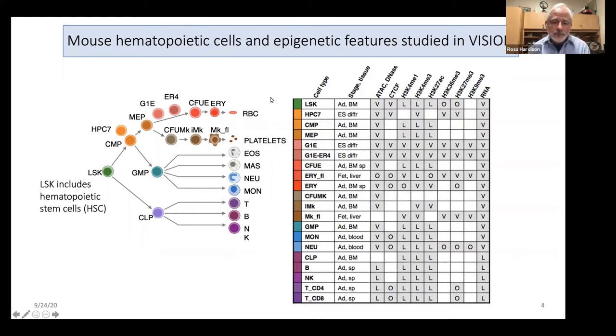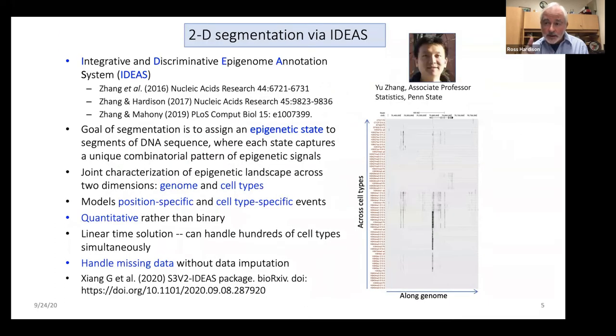So we're looking both at the mature cells and these progenitors using data from our own laboratories, data from Ido Amit's lab, from ENCODE and others, and trying to fill in this matrix of histone modifications, nuclease accessibility, structural protein CTCF, as well as RNA-seq. We don't have a full matrix, but the missing data can be handled reasonably well by our integrative system, which comes from Dr. Yu Zhang, who developed this when he was on our statistics faculty at Penn State.